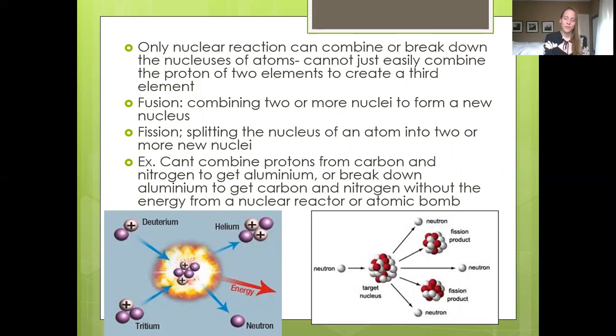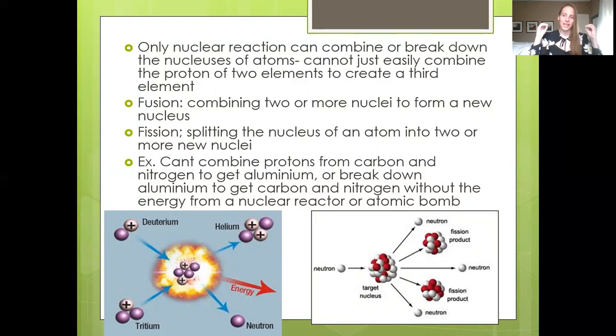The only way that we could change the number of protons that an atom has is through a nuclear reaction. So there's no way through physical or chemical reactions that you can alter the nucleus of an atom, which is where the protons and neutrons are. So nuclear reactions are the only way to change the nucleus. And there's 2 different types of nuclear reactions. There is fusion and fission.